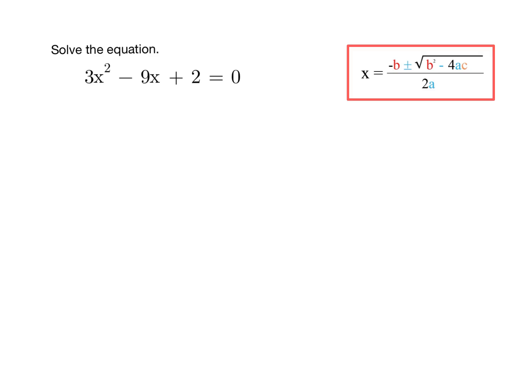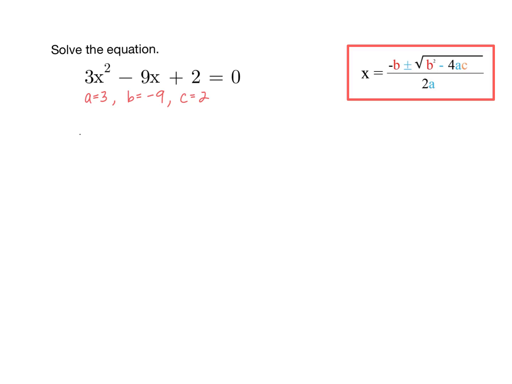First, we start by identifying our a value, our b value, and our c value. So, a is the coefficient of x squared, so a equals 3. b is the coefficient of x, so b equals negative 9. And c is your constant, so c equals 2. Now we are going to take those values and substitute them into our quadratic formula.